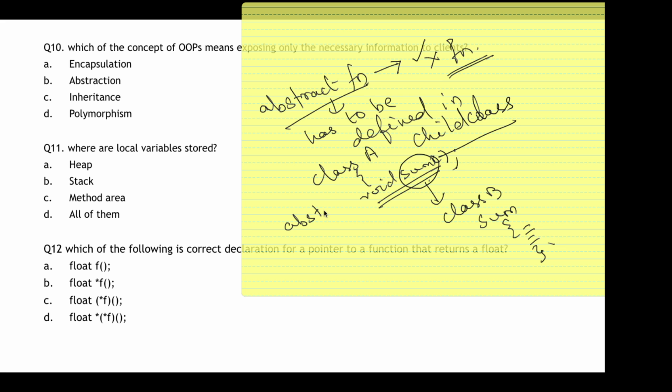So abstraction is the concept where we hide all the unnecessary information that a client doesn't need, and we expose only the necessary information, okay? The best example being the gears of the car. You really don't need to know how the gears and the wirings are arranged within the engine. What you really need to know is which gear works at which point.